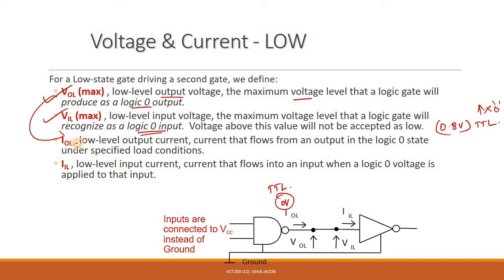The current corresponding to VOL, that is the low level output current, is IOL. The current corresponding to VIL is IIL, that is the low level input current.